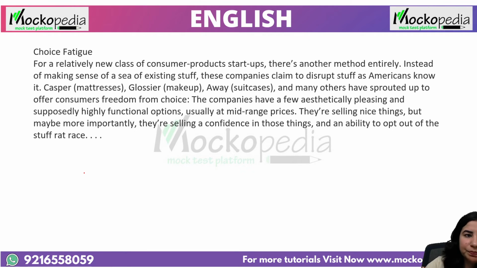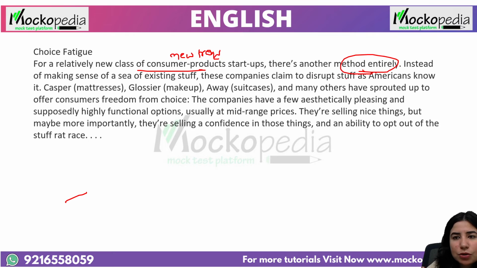So let's further read. For a relatively new class of consumer product startups, so they are saying what is the new trend, right? So there's another different method entirely, right? So instead of making sense of existing stuff, these companies claim to disrupt stuff as Americans know it. So there are few brands, they say Casper, Glossier, or Away. They're giving these three examples. Casper is for mattresses, Glossier is for makeup, and Away is for suitcases, that are giving consumers freedom from choice. So please keep this in mind.